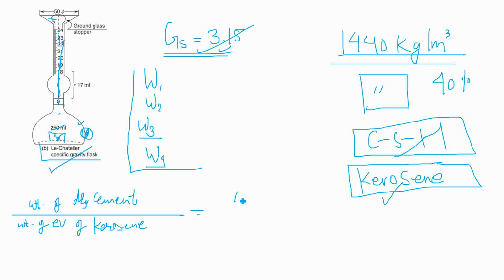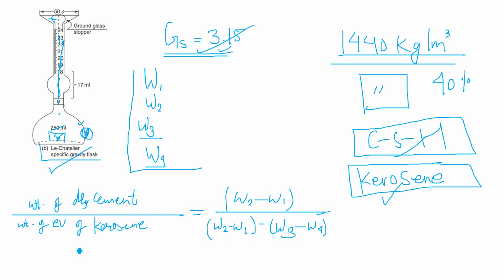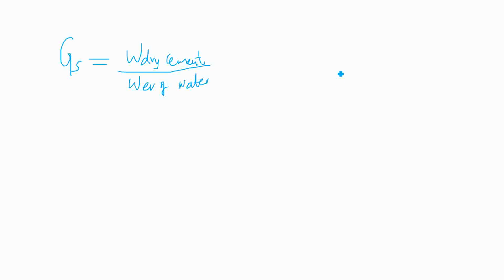So this gives W2 minus W1 divided by W2 minus W1 minus W3 minus W4. But here we are interested in calculating the specific gravity of cement, which is the weight of the dry cement by the weight of equal volume of water. But this term has the weight of equal volume of kerosene, so we can use the 0.79 value, since this value is the weight of kerosene by weight of equal volume of water, since 0.79 is the specific gravity of the kerosene.